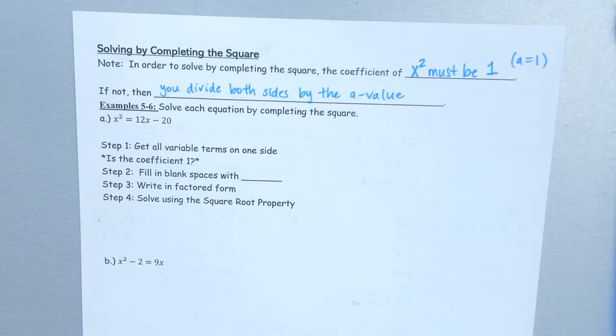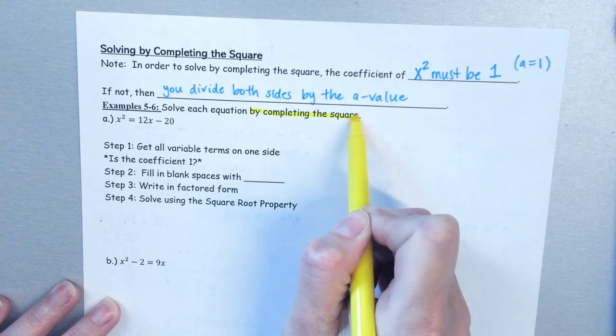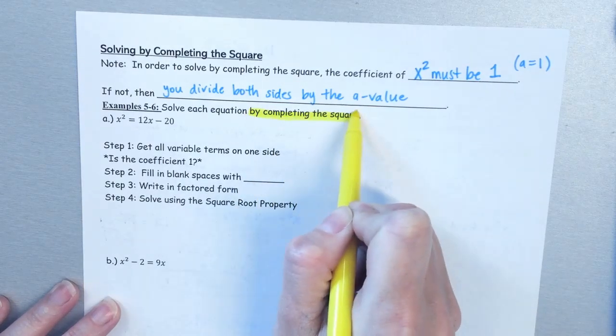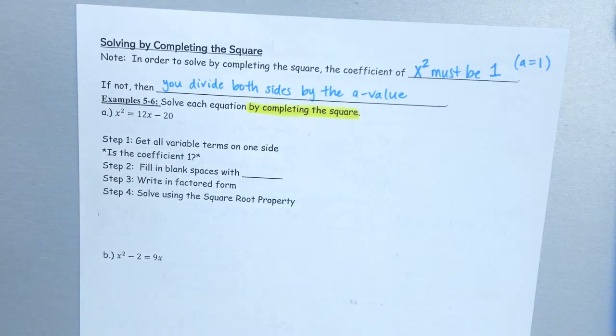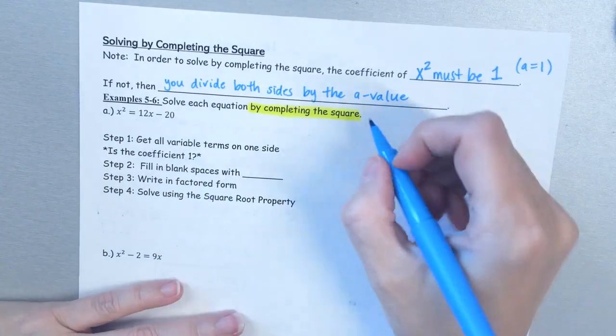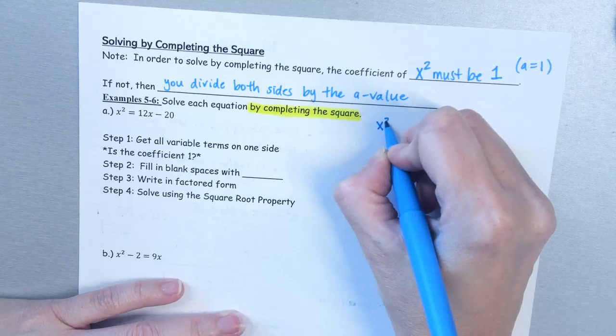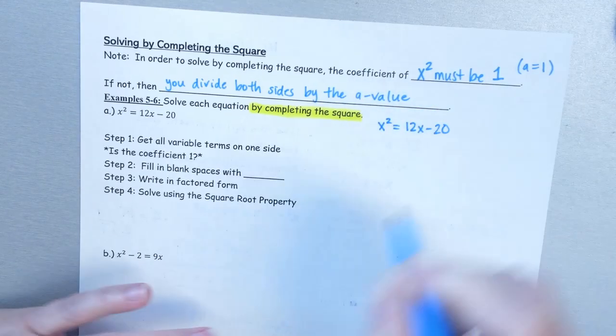Now notice in the directions, they are asking you to solve this in a very specific way. They say solve each equation by completing the square, so you have to make sure that you are following that direction. We're going to do this together. We're going to start just by writing out our original equation, which is x squared equals 12x minus 20.